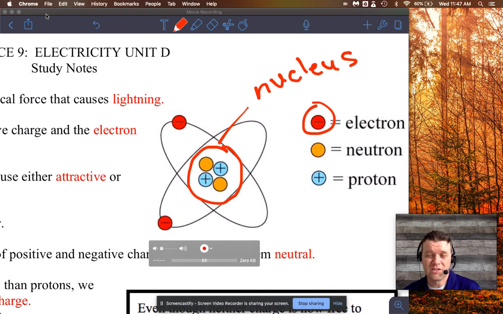The first type is static electricity. The easiest way to get static electricity is if you take two materials and you rub them together. Okay, like your socks on the trampoline, or like a balloon, where you rub it on your hair. You'll get electrons that will jump from your hair to the balloon, or vice versa, depending on the materials.